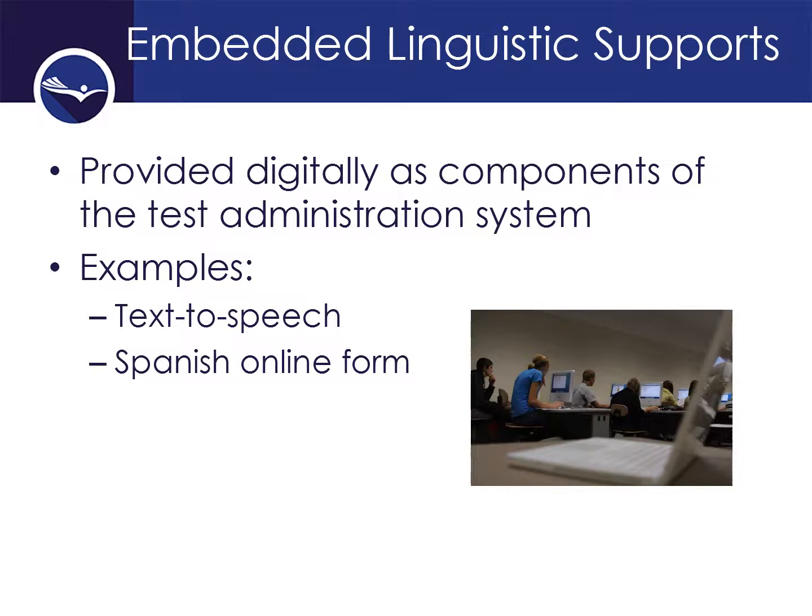Linguistic supports can be embedded or non-embedded. Embedded linguistic supports are provided digitally as part of the test delivery system. Examples of embedded linguistic supports are text-to-speech in English and the Spanish online form. Since text-to-speech is only available in English, the Spanish online form may be read aloud verbatim by a human reader. If using this option, please refer to Tool 6, Read Aloud Guidelines, on page 43 of the manual. Otherwise, to access the Spanish audio files, a paper form is needed for the student.